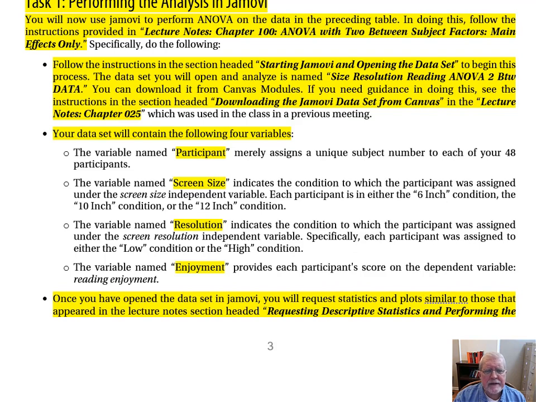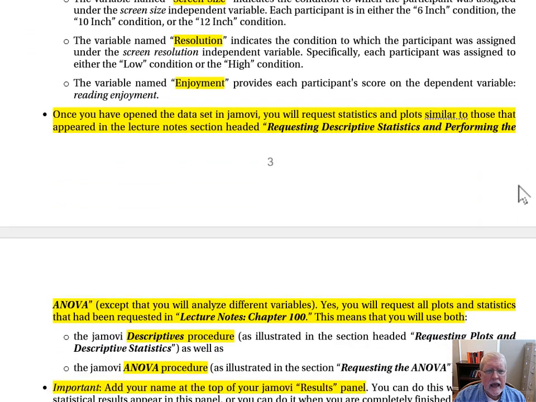Once you've opened the dataset in Jamovi, you'll request statistics and plots similar to those that appeared in the lecture notes section headed Requesting Descriptive Statistics and Performing the ANOVA, except obviously you'll be analyzing different variables. You'll request all plots and statistics that had been requested in lecture notes for Chapter 100. This means that you will use both.